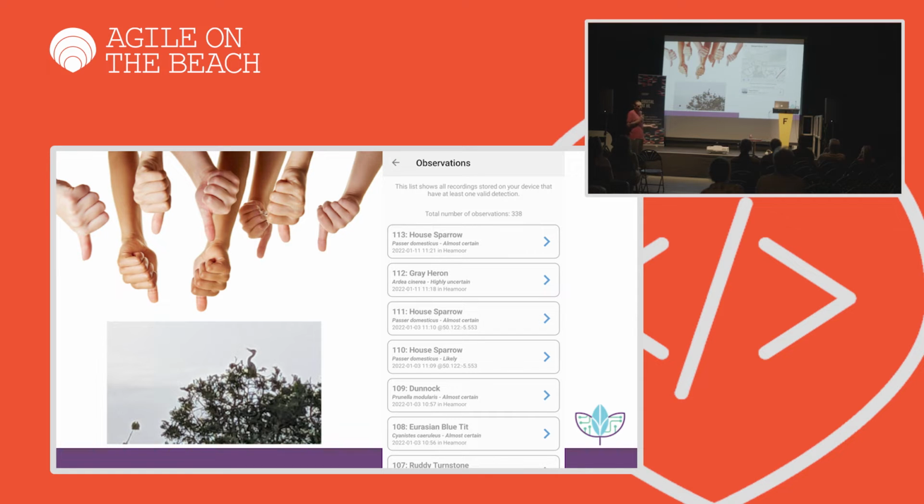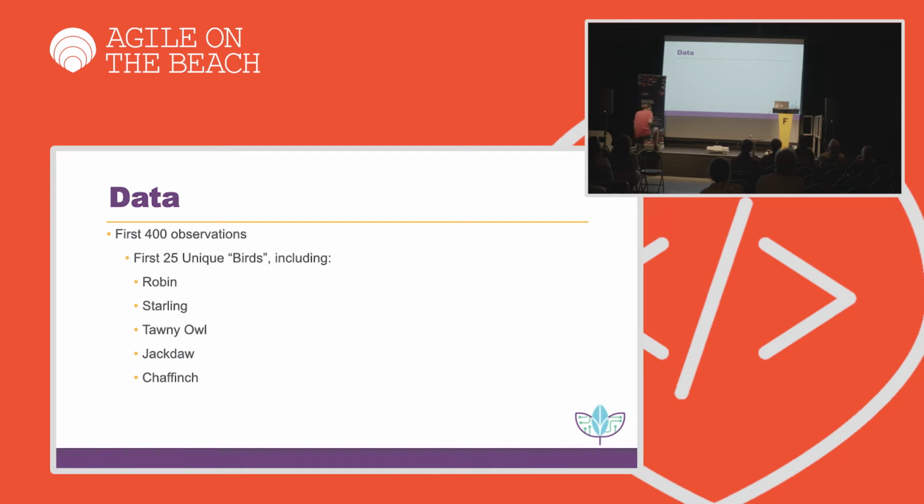But thumbs down. You know, this is all very Roman, isn't it? So the data that we're going to use: I took the first 400 observations of the first 25 unique birds. The reason it's 25 is because this, which I will come on to in a bit, is a 25-key keyboard. So it's handy to have 25 bird songs.